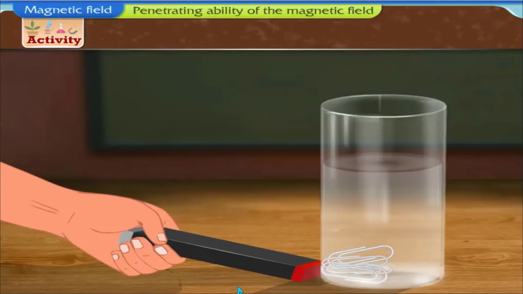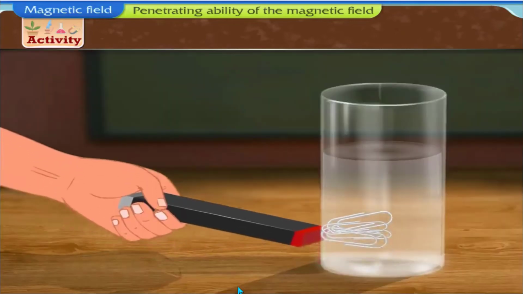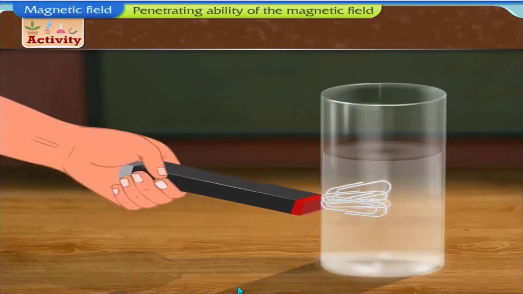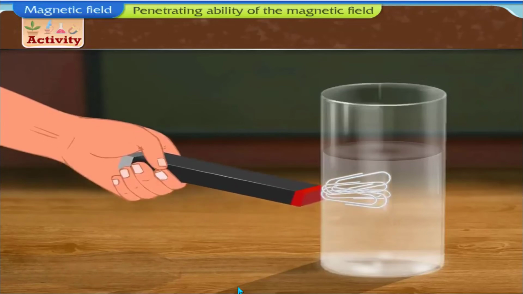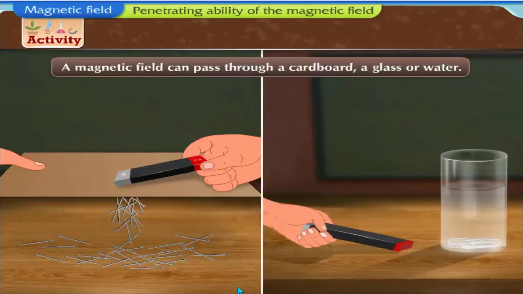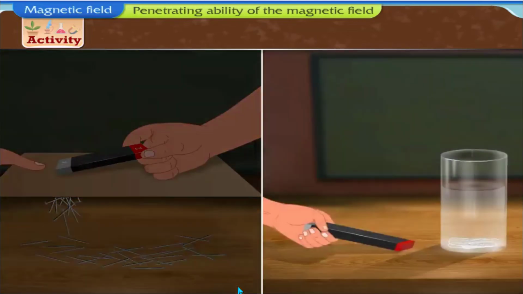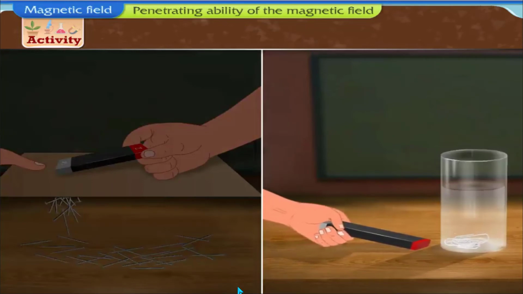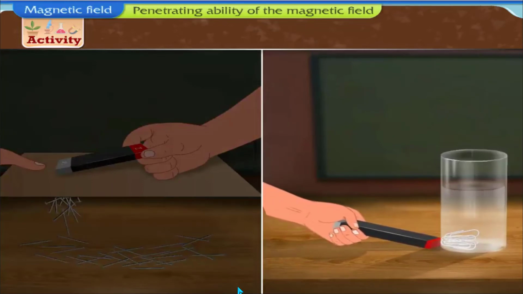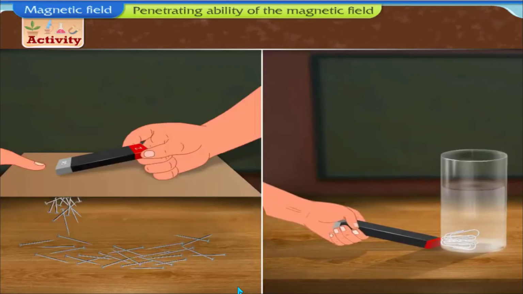Now, if we move the magnet through a small distance vertically, the pins stuck to the surface of the glass move along with the magnet. From these two activities, we understand that a magnetic field can pass through a cardboard, a glass, or water. Come, let us perform one more activity.